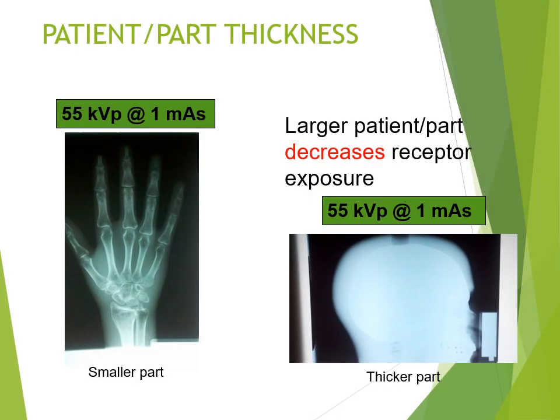Here's an example of film screen radiography with a smaller part where 55 kVp at 1 mass was used, and then with a thicker part, such as a skull, the exact same technique was used, and the larger part decreased receptor exposure visibly.